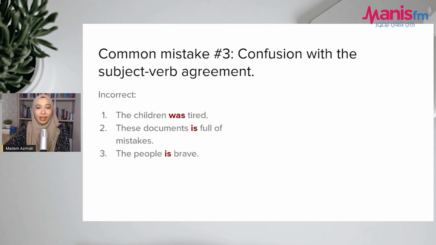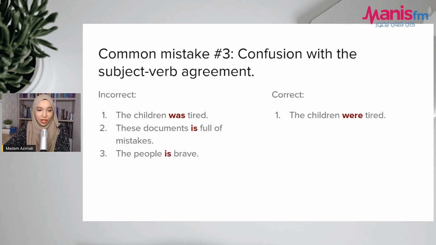Common mistake number 3, confusion with the subject-verb agreement. All right, now this is common again for second language learners. Let's take a look at some examples. The children was tired. So the children is plural. So you have to use the children were tired. The children were tired, not was.